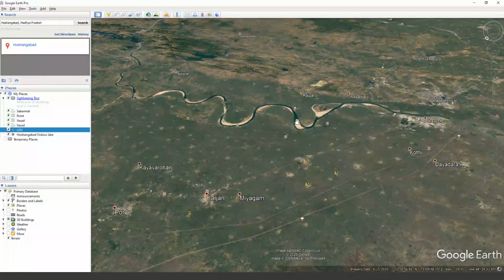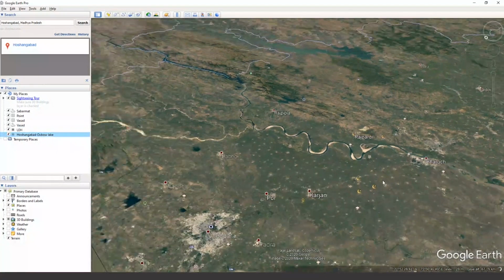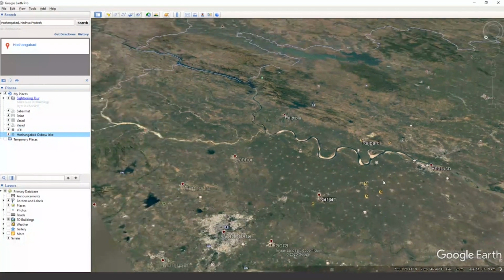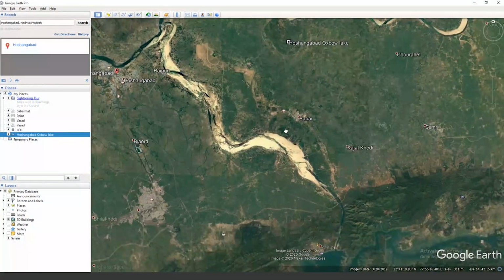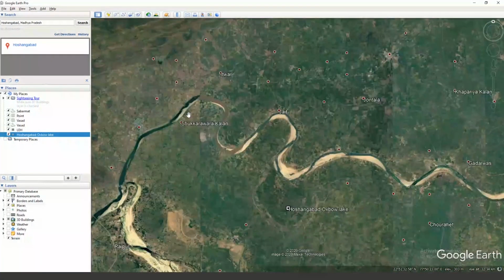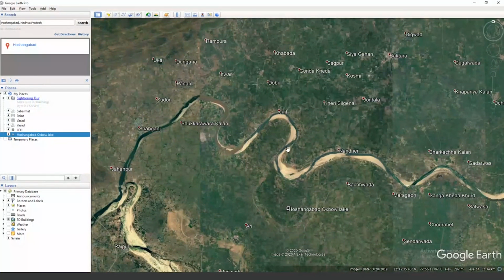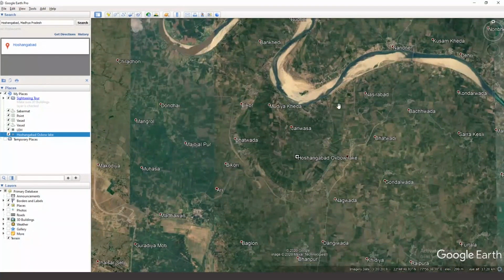Sometimes this meandering, the curvature of these meanders, increases. For example, the same Narmada river, I am looking at Madhya Pradesh, somewhere around Hoshangabad. Here, if you see, this is a meander, the same meander, a meandering river. Now this meandering river is flowing here, and if you look at this part, you can see a small channel here. So it is an older channel.